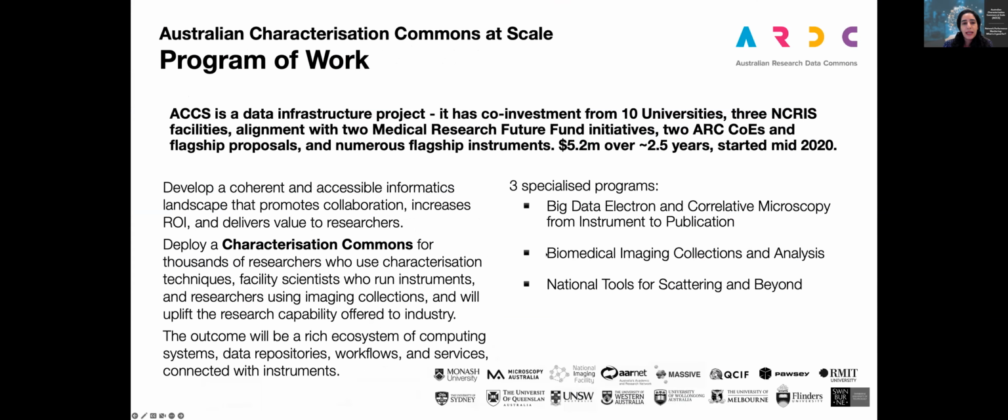The Australian Characterisation Commons at Scale, or ACCS project, is a data infrastructure project. It has co-investment from 10 universities. The main goal of this project is to develop a coherent and accessible informatics landscape that promotes collaboration, increases ROI, and delivers value to researchers. It deploys a characterization commons for thousands of researchers who use characterization techniques, facility scientists who run instruments, and researchers using imaging collections, and will uplift the research capability offered to industry.